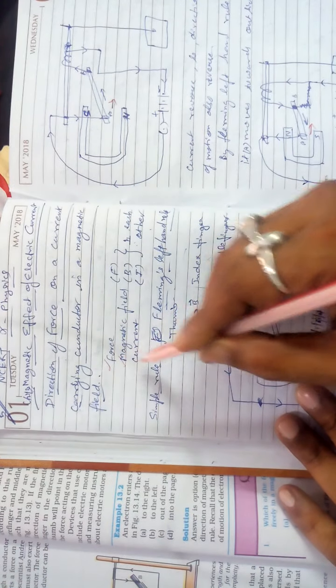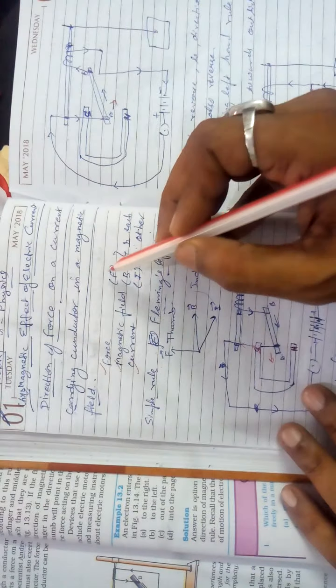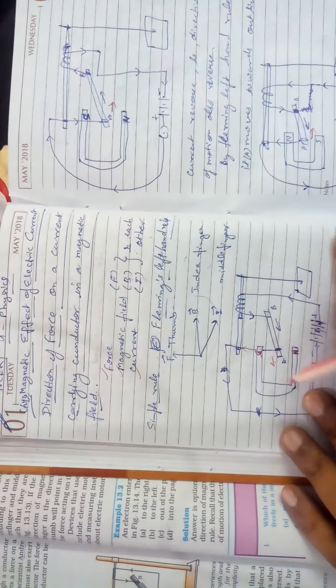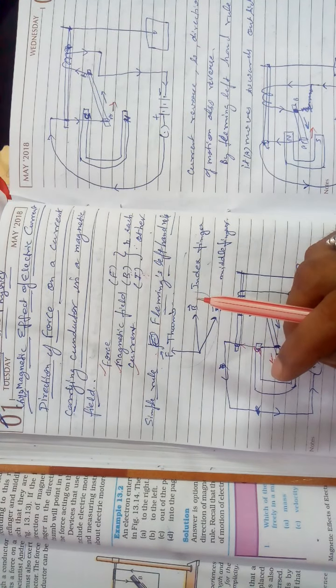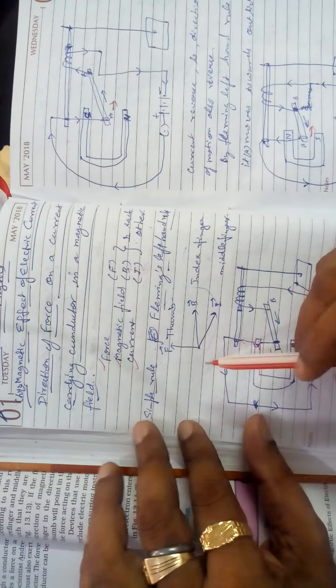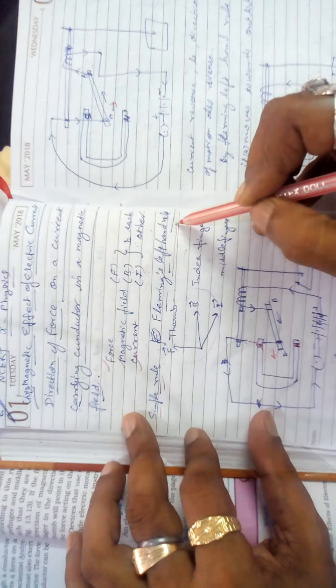Force, magnetic field and current. These three things are there: force, magnetic field and current. FBI, all these things are perpendicular to each other. The conductor is also kept in the perpendicular direction. So in which direction, this is known by the simple rule, Fleming left hand rule.